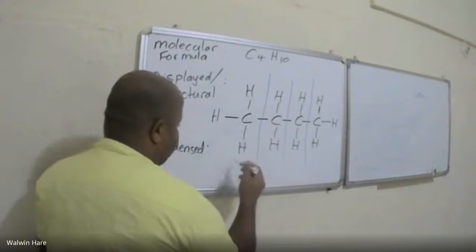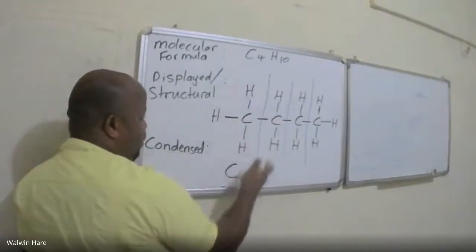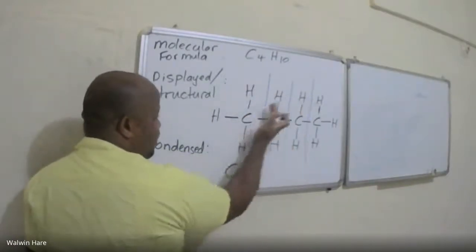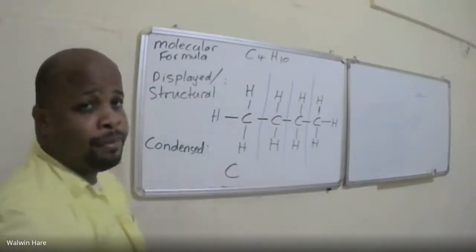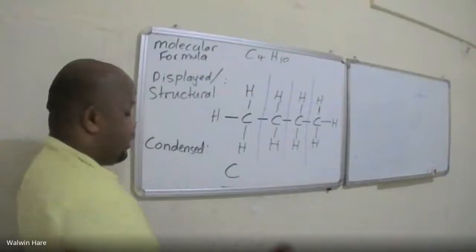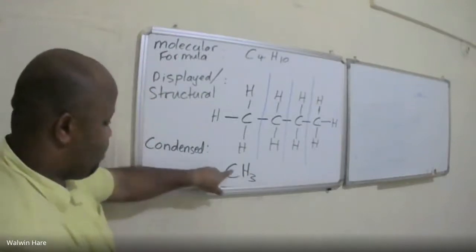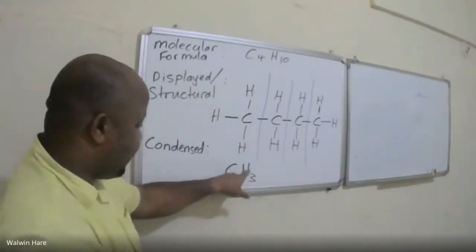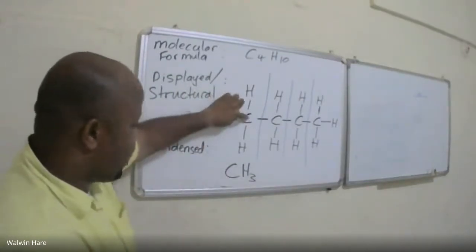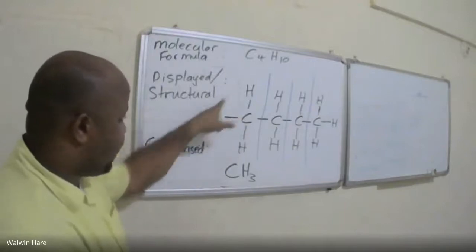So the first carbon atom. Now, this line here is representing a barrier. That means we're ignoring everything in front of the carbon. What is attached to this carbon? Three hydrogens, right? So you're going to write H3. So it is a carbon with 1, 2, 3 hydrogens. So you're CH3. That is where I said you're basically writing this without the bond lines.